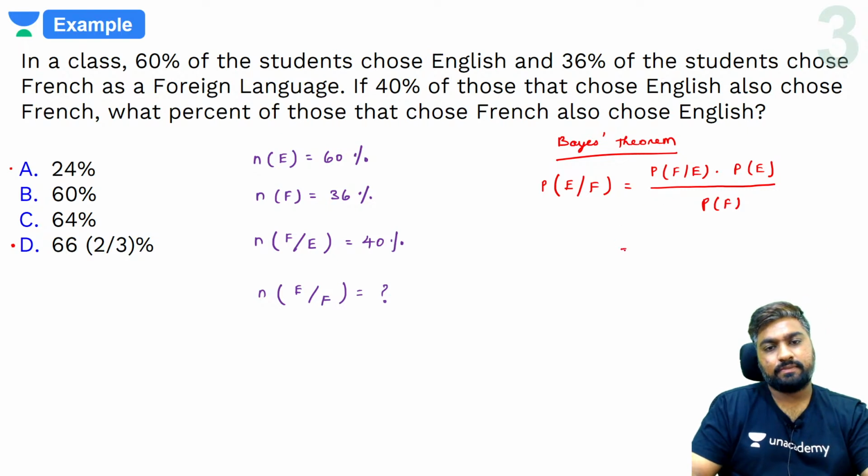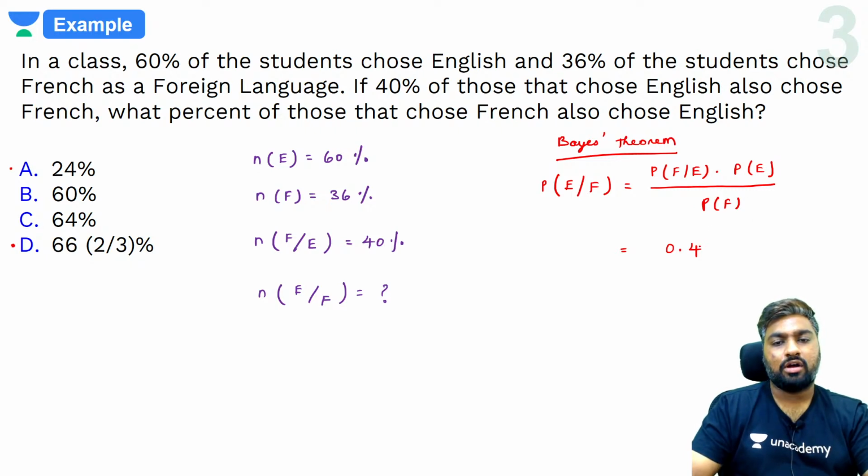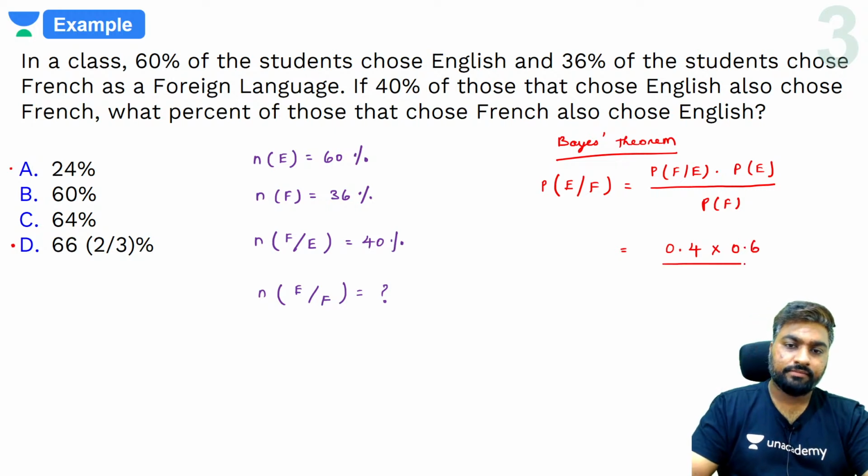Yes, so what is this? Probability of F when E is 40%. To avoid this by 100 का झंझट, directly convert it into decimal and do it, right? क्योंकि यहाँ पे भी by 100 रहेगा, यहाँ पे भी by 100 रहेगा, एक cancel हो जाएगा, एक रहेगा, ये confusion normally होता है. तो first convert it in decimal and then do it. And probability of English is what? 60. That's 0.6 upon probability of French, which is 36%, 0.36. ठीक है.